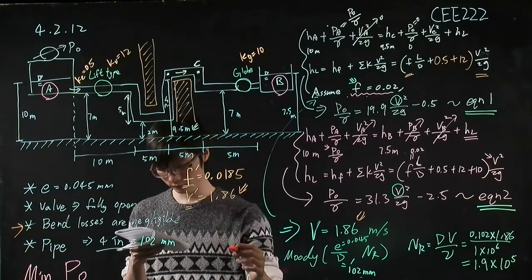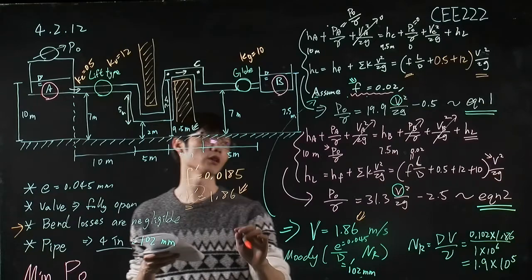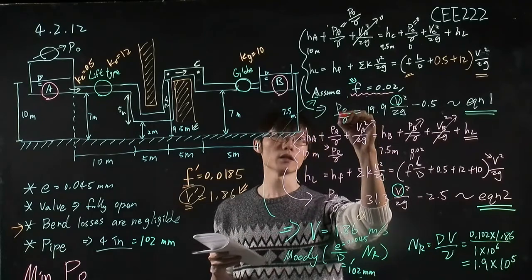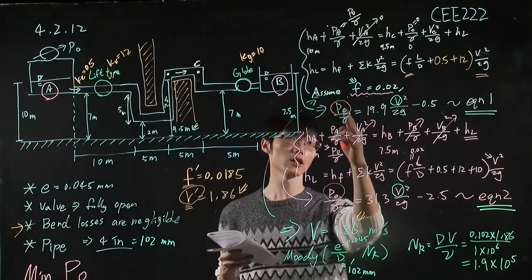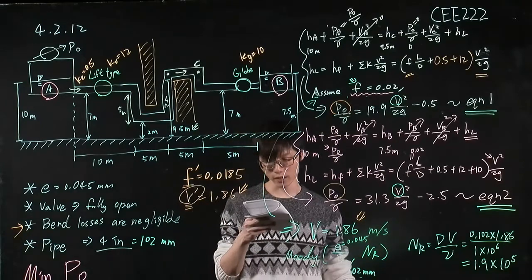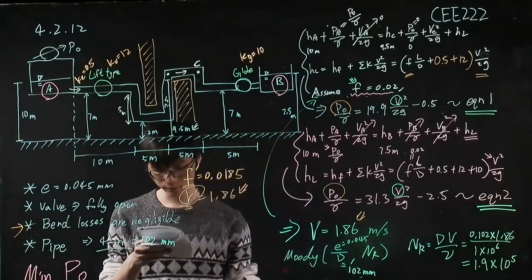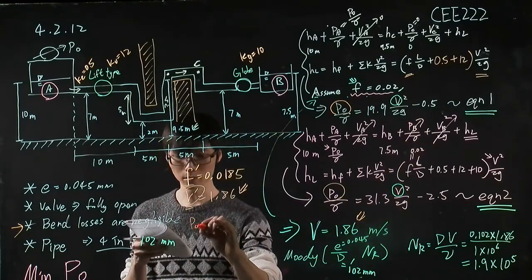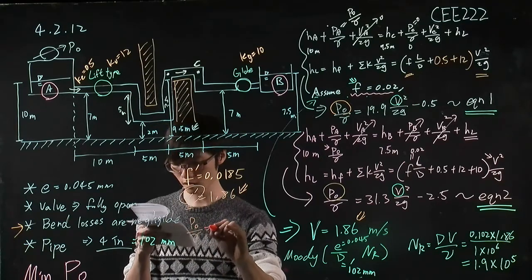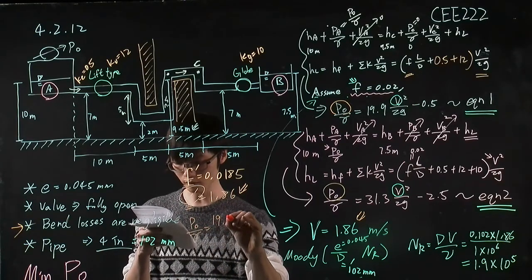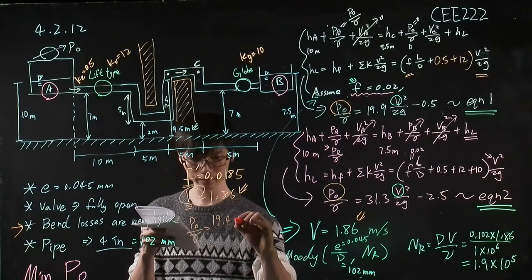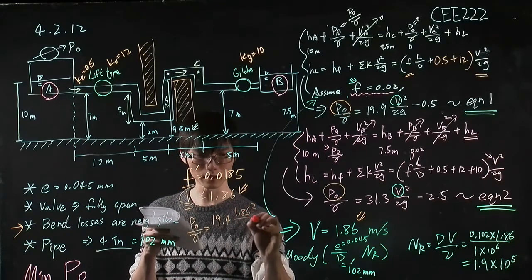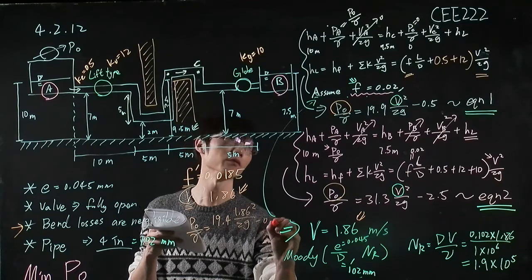Then we have the velocity term, and we can plug this velocity term into either equation 1 or equation 2 to solve this P naught. Okay, because this will be the only item that we still don't know yet. So let's use equation 1. Then we will have P naught divided by the specific weight equal to 19.4 times 1.86 squared divided by 2g minus 0.5, right?